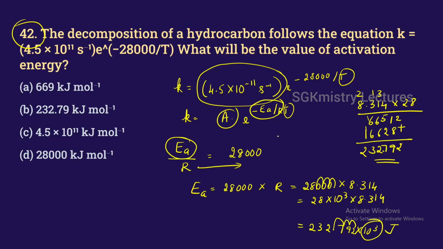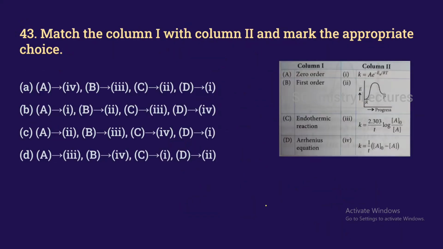So I can also write it as 232.79 kilojoules. Right? 10 to the power of 3 means kilo. So of course we have 232.79 kilojoules per mole. Okay? Yes. Next question number 43.